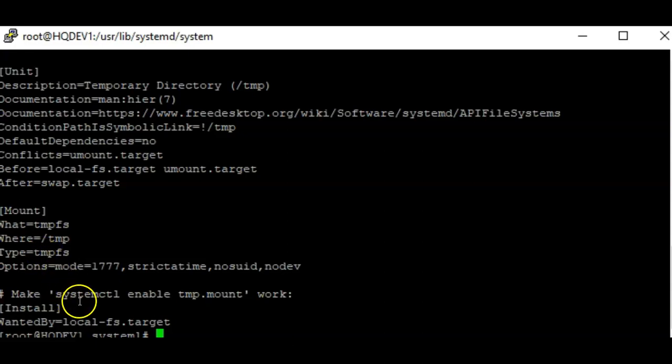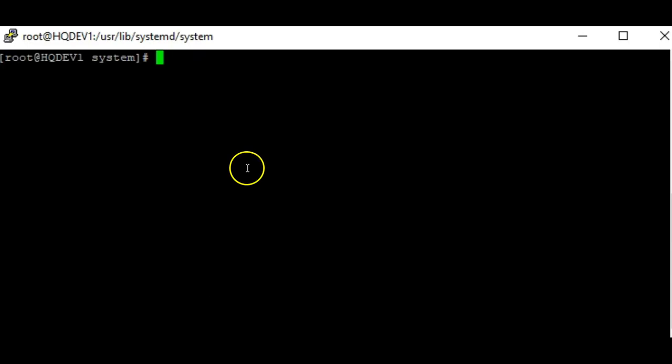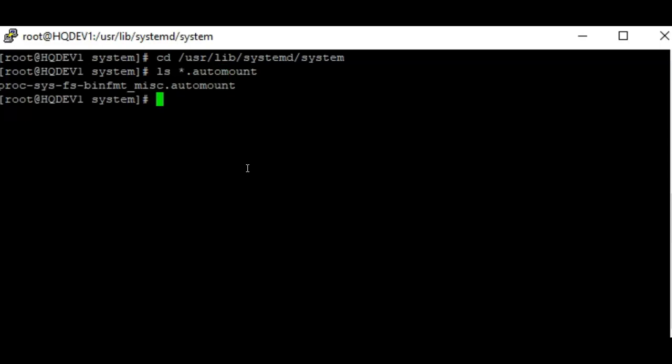So let's also look at the automount unit files, which we can see here. Let me clear the screen. That is in /usr/lib/systemd/system. So let's do this for automount. On this system, I only have one automount unit file, which is the proc-sys-fs-binfmt_misc.